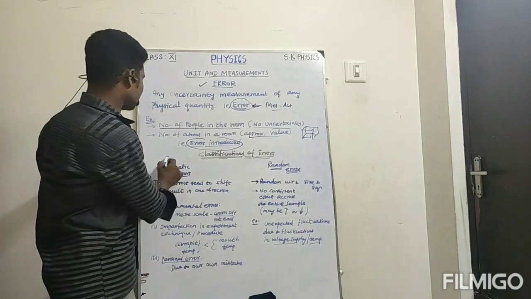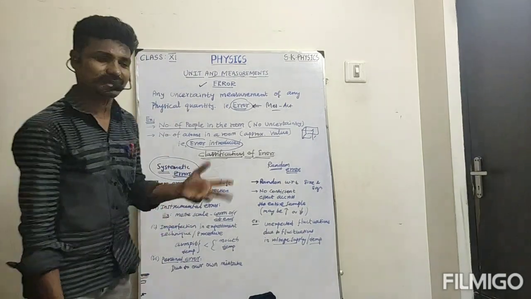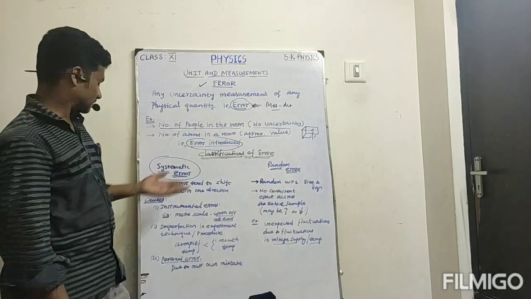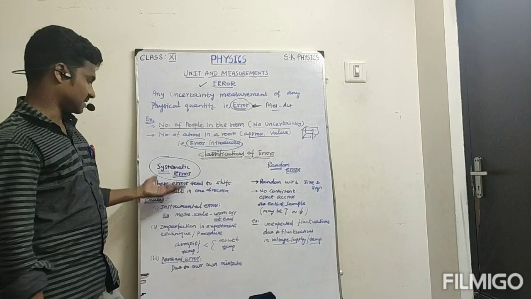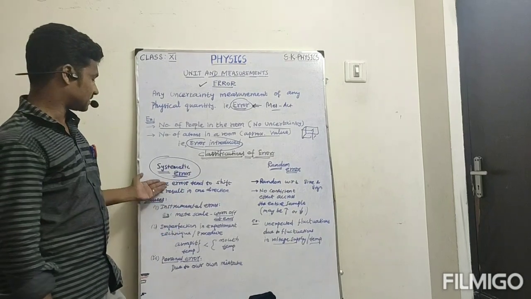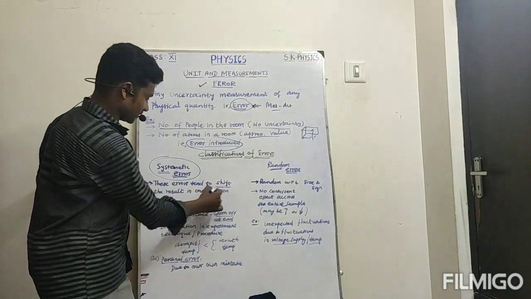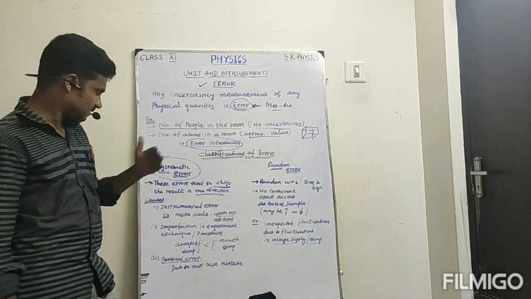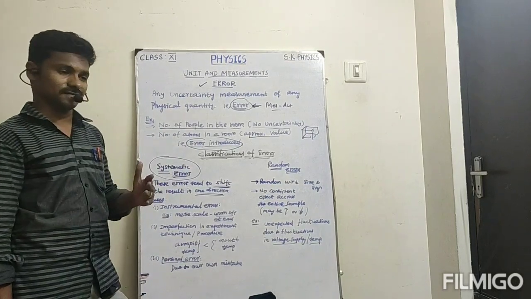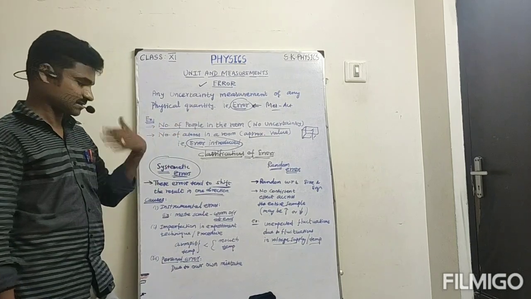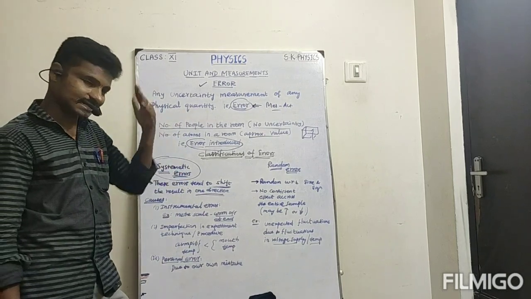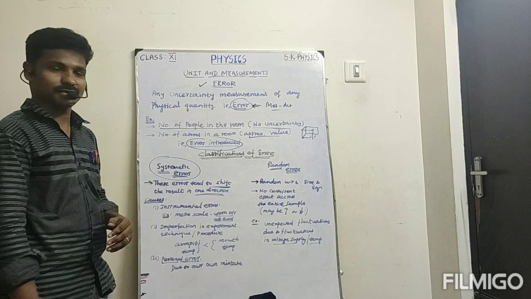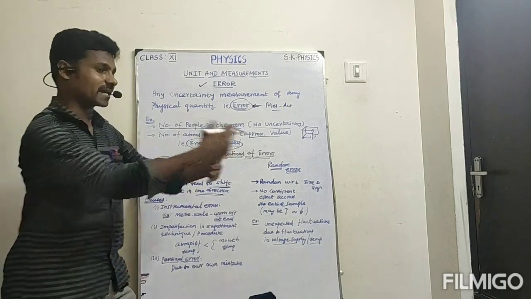The first one is the systematic error. Systematic error means these errors tend to shift the result in one direction. If this kind of error occurs, the result continuously changes in only one direction.